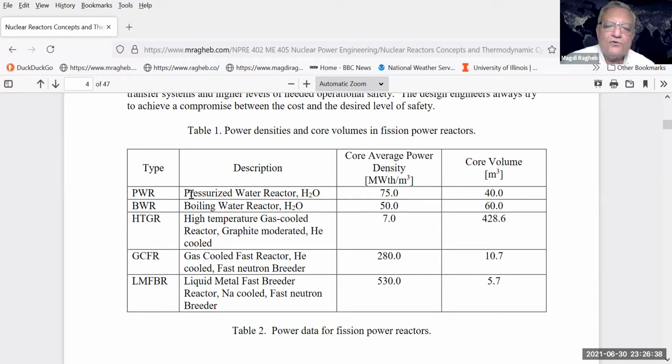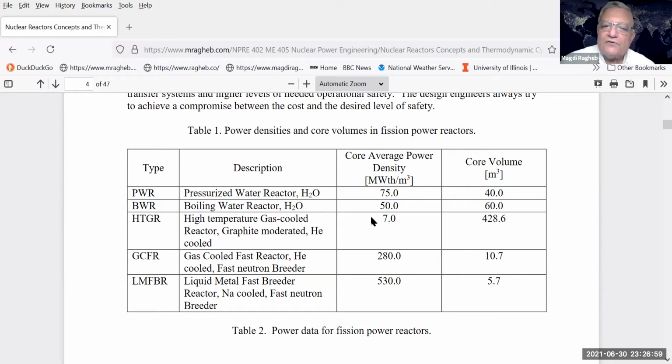Obviously, if you don't boil the water inside the core of a reactor, you have to send the pressurized water into a steam generator, where steam is now produced by converting the heat that is generated in the reactor core to a stream of water in the steam generator.